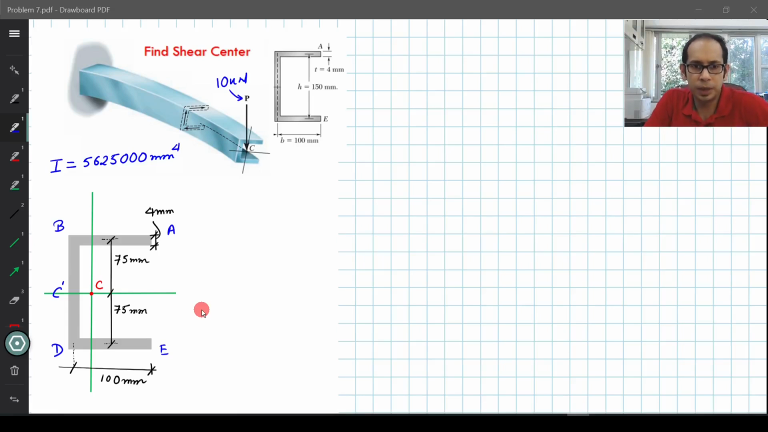This is the problem example on locating a shear center. So let's go ahead and take a look at the problem first. Try to understand what it is before going and punching in the numbers and finding the shear center.